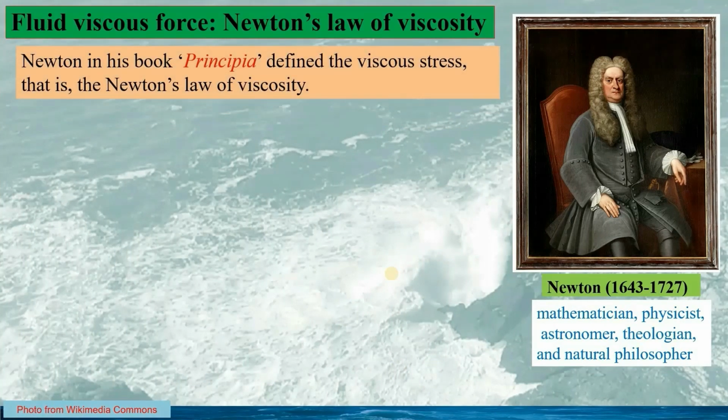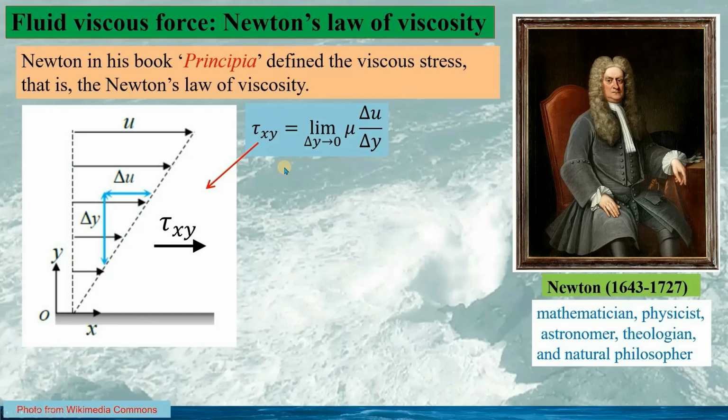Firstly, we will look at how the fluid viscous force is expressed. Newton, in his book Principia, defined the viscous stress. It is now named Newton's law of viscosity. So the viscous stress tau xy is given as the limit of this expression. Delta u is the velocity increment along the x-axis, and delta y is the spatial increment in the y direction.